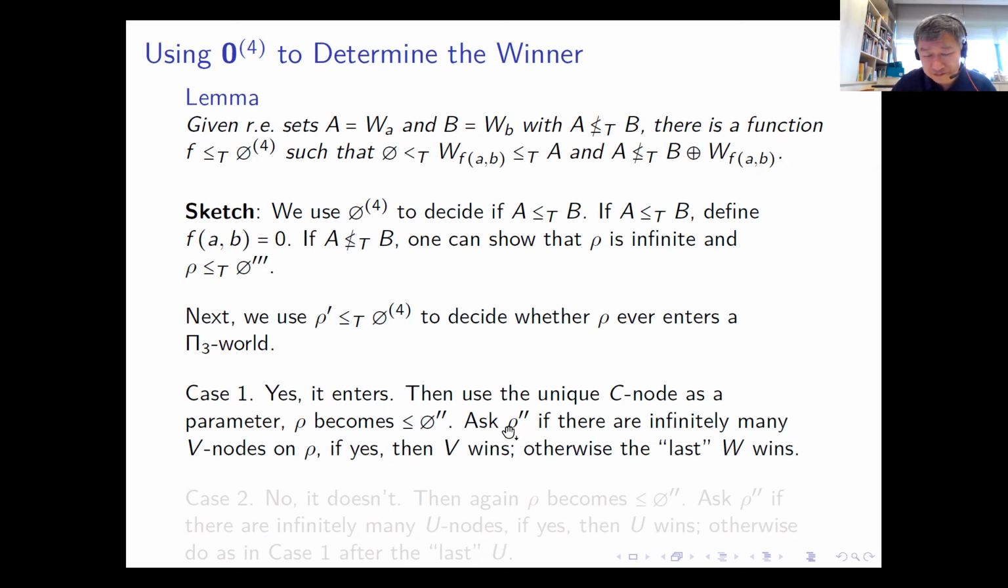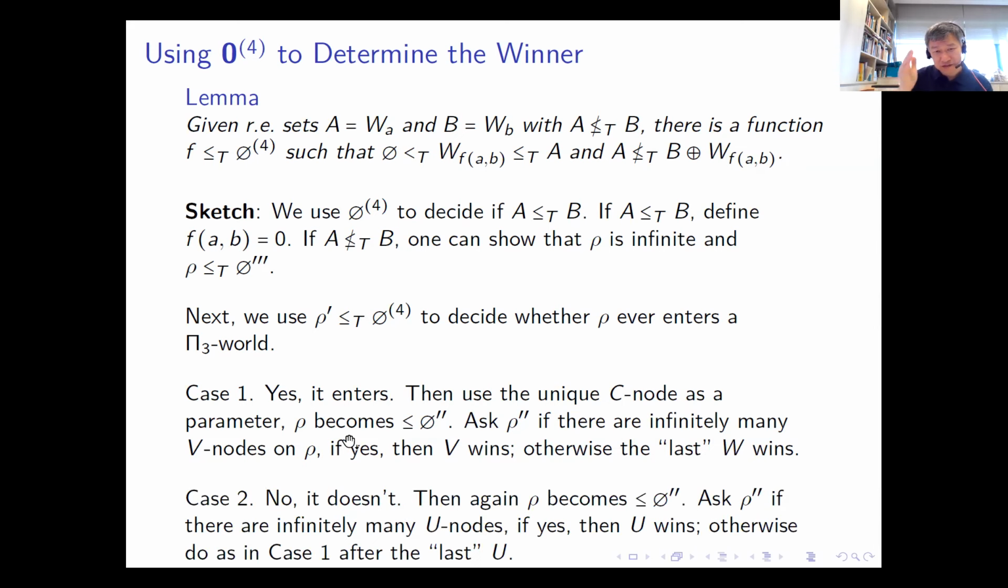So then we can ask whether on this true path there are infinitely many V nodes. If yes, the V that shows up infinitely many times will be the winner. Otherwise, suppose V only shows up finitely many times, and then there's a last V. So after the last V, there's only one W. So that W will win. So this is the case when the true path enters a pi3 world.